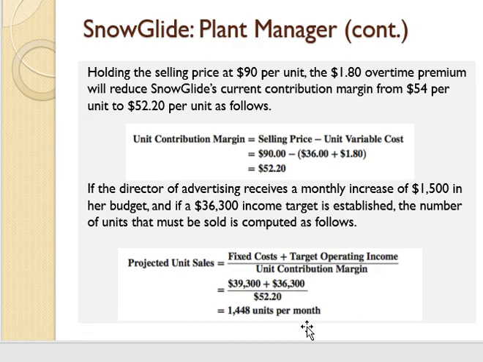1,448 units per month if I want to meet this criteria. But you see how powerful it is? You could change the fixed cost. You could change what I want. You change your contribution margin. You could do all these what ifs. And then at the end of the day, you're going to come up with what the new break even is.